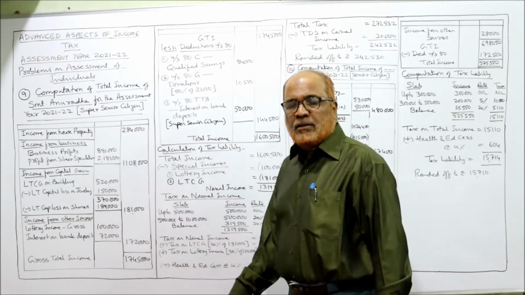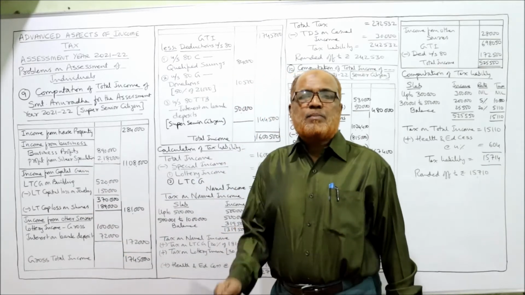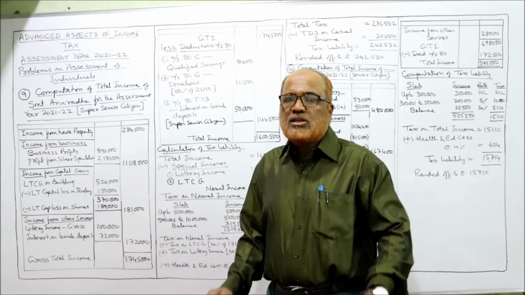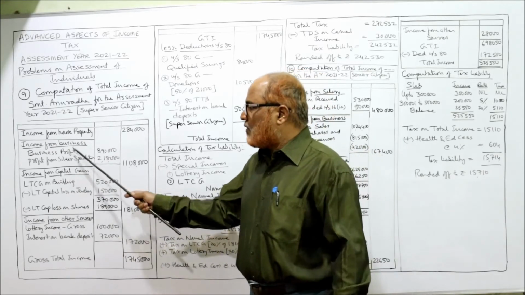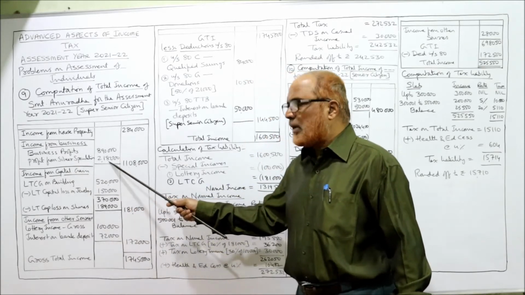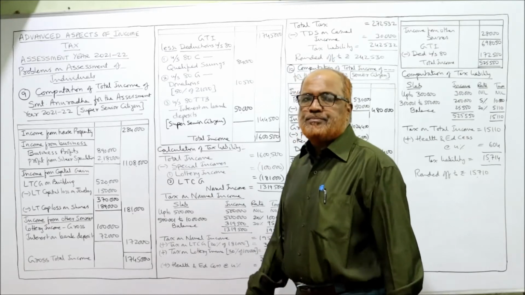Income from business. She is having two businesses, one speculation, one non-speculation. Both will be taken. There is no loss. Business profits are 8,90,000. Profit from silver speculation 2,18,000. So total income from business 11,08,000.